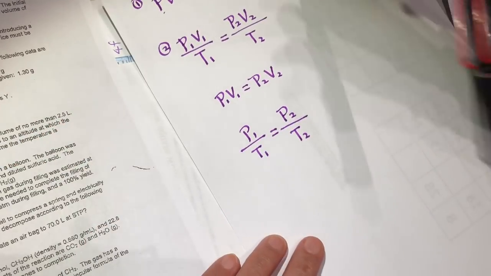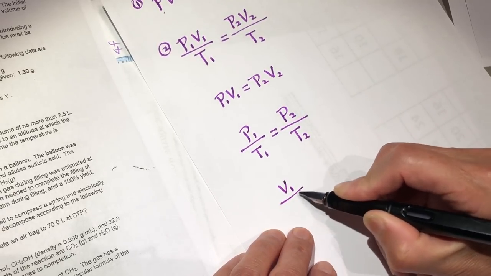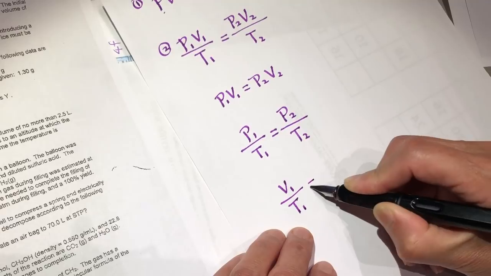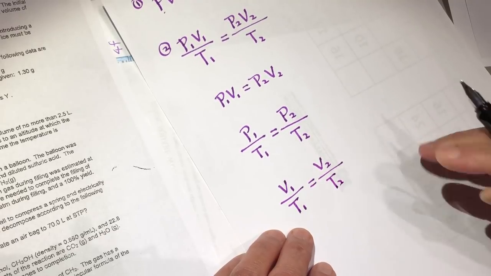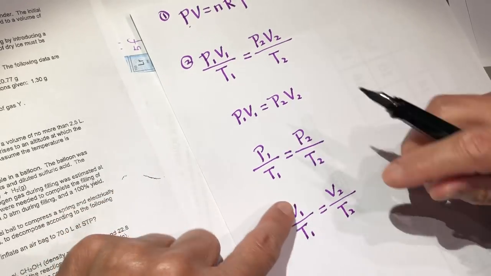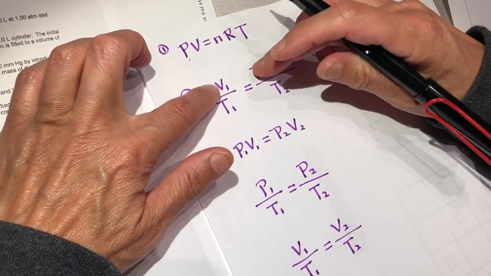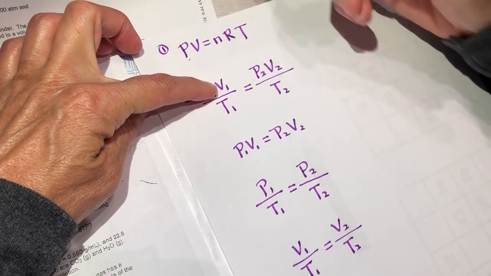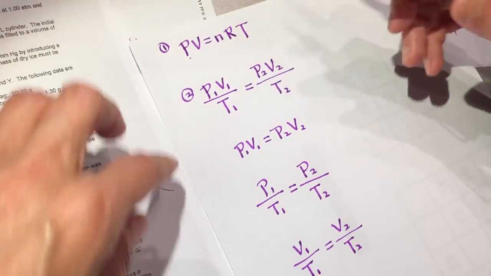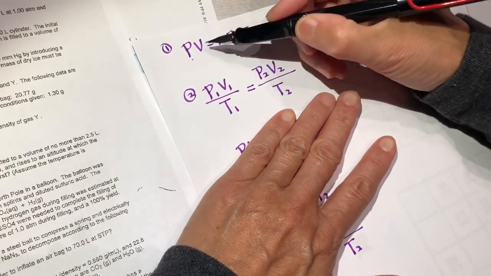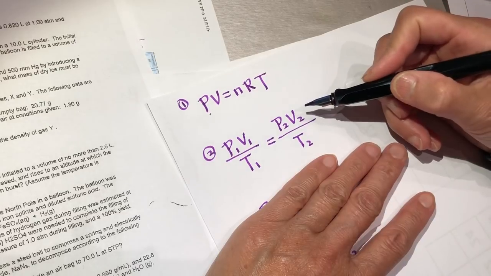PV over T, that's the most important. Another thing is V1 over T1 equals V2 over T2. This means when the pressure is the same, we can cancel the pressure P on both sides, and it becomes V1 over T1. So, these two formulas, before you die, remember them.